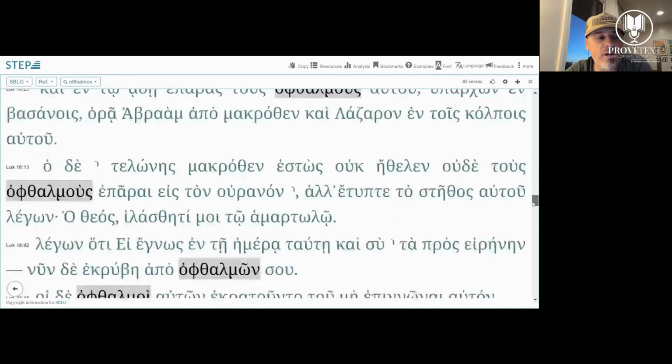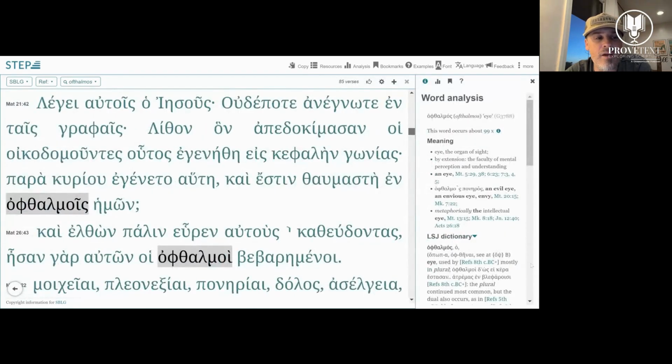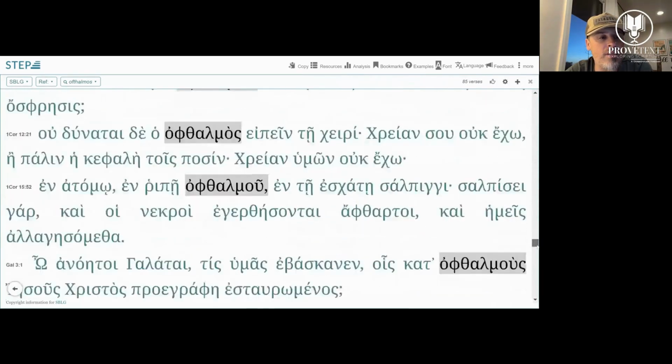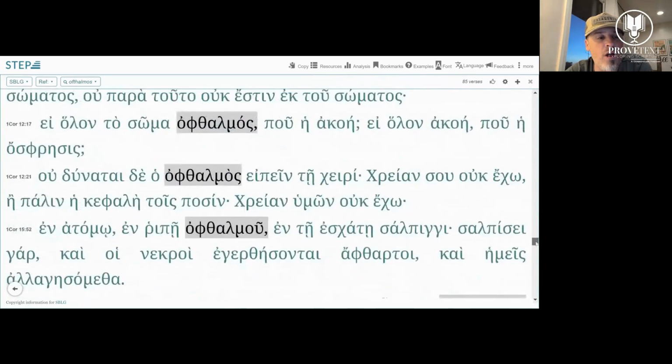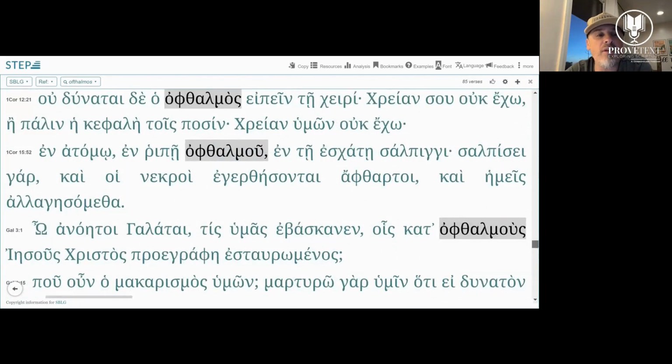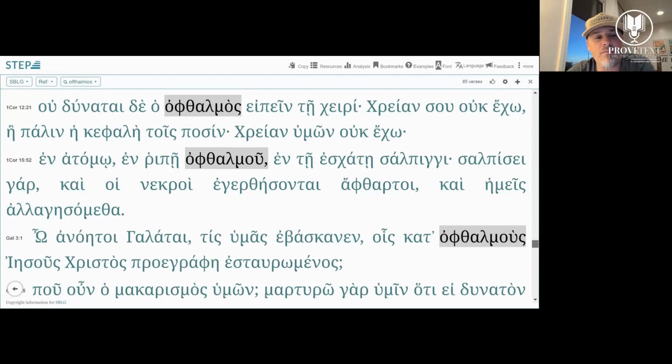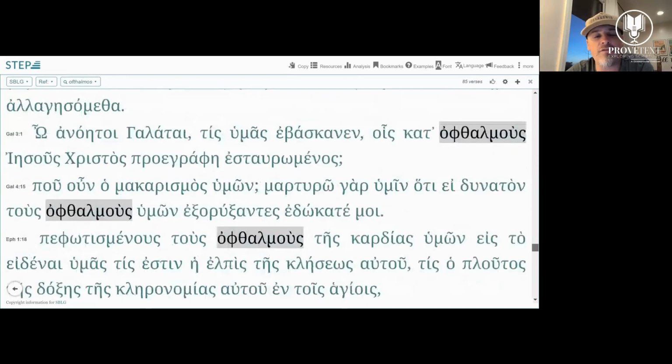Yeah. So we can look elsewhere, outside the Gospels, perhaps. Let's see. So 1 Corinthians 12:21, ou dynatai de o ophthalmos eipein te cheiri. The eye is not able, right, to say to the hand, I don't need you. I don't have a need of you. Yeah. So all kinds of interesting stuff here.